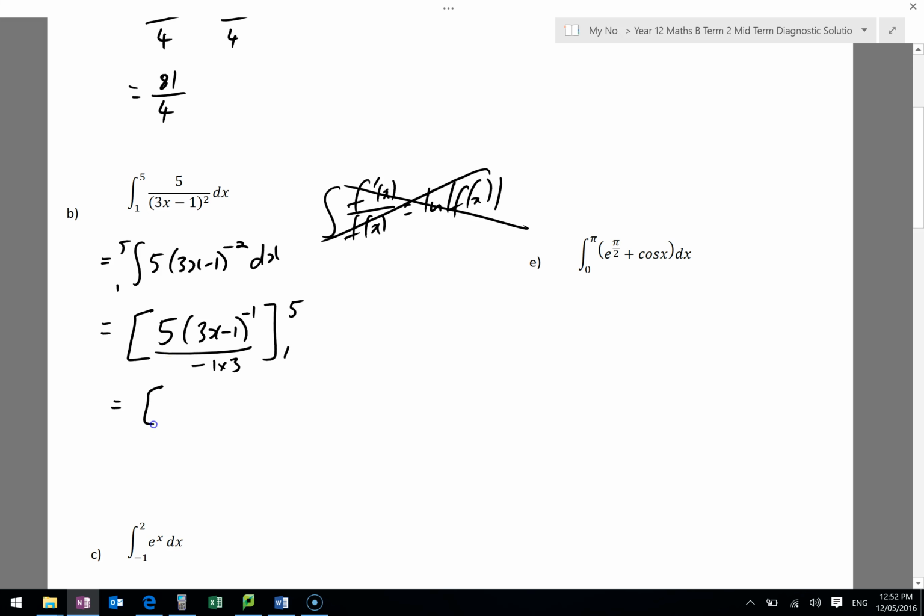Before I substitute in, I'd probably make this look a little bit neater. So this is really positive 5 divided by negative 3. So negative 5 on 3. And the 3x minus 1 with the negative power, we can bring down the bottom with a positive power between 1 and 5. Substitute.